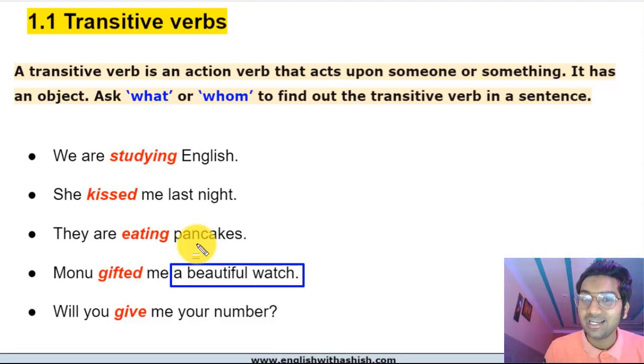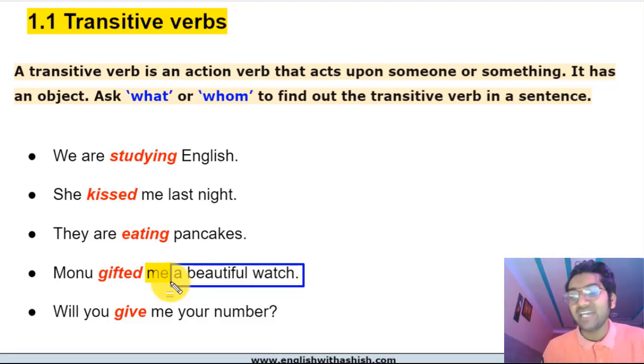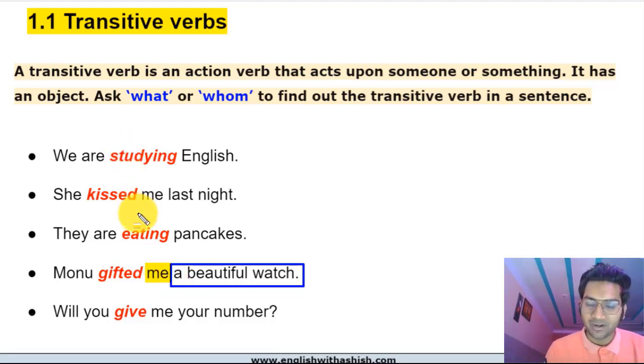Now ask the question whom? Monu gifted whom? The answer is me. So here in this example, the verb is answering both the questions what and whom. Such verbs are called ditransitive verbs, right? That means they have both the direct object and the indirect object, right? So all these verbs are answering just one question, and this verb gift is answering both whom and what, right? Monu gifted what? A beautiful watch. Whom? Me. All right.